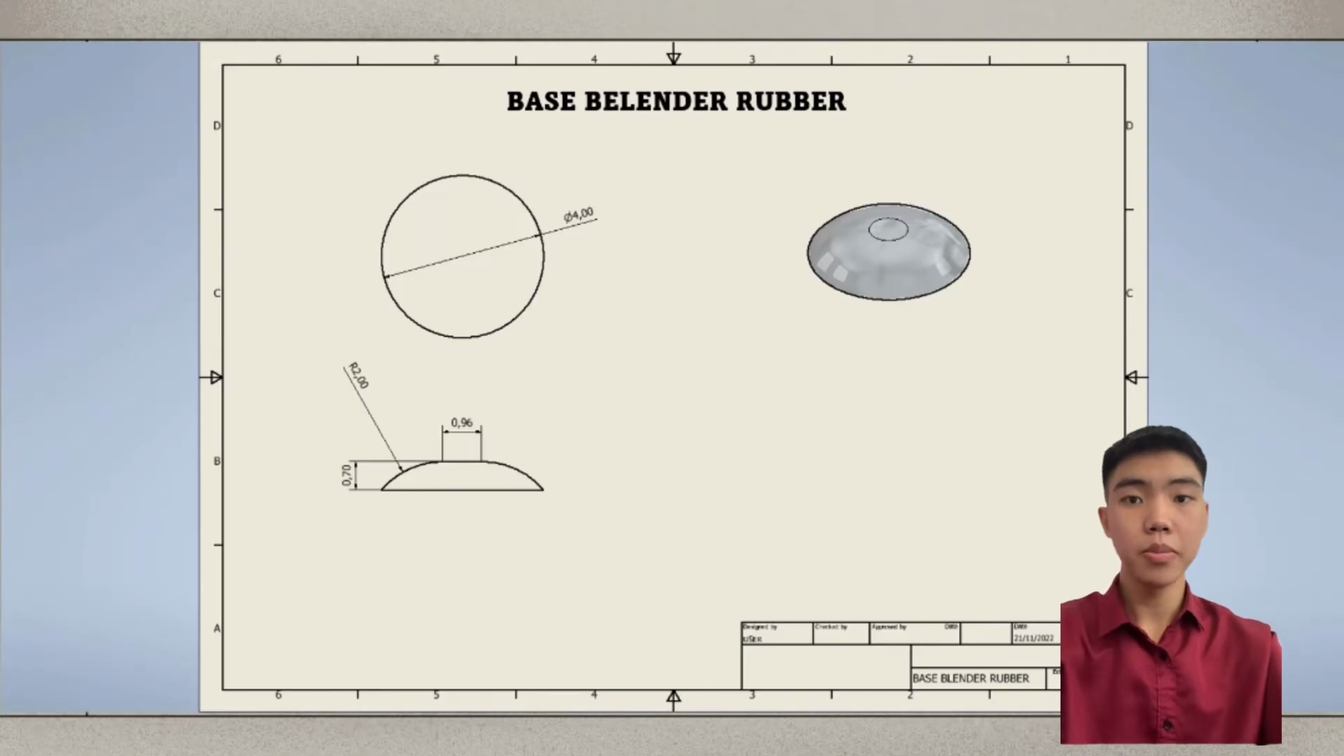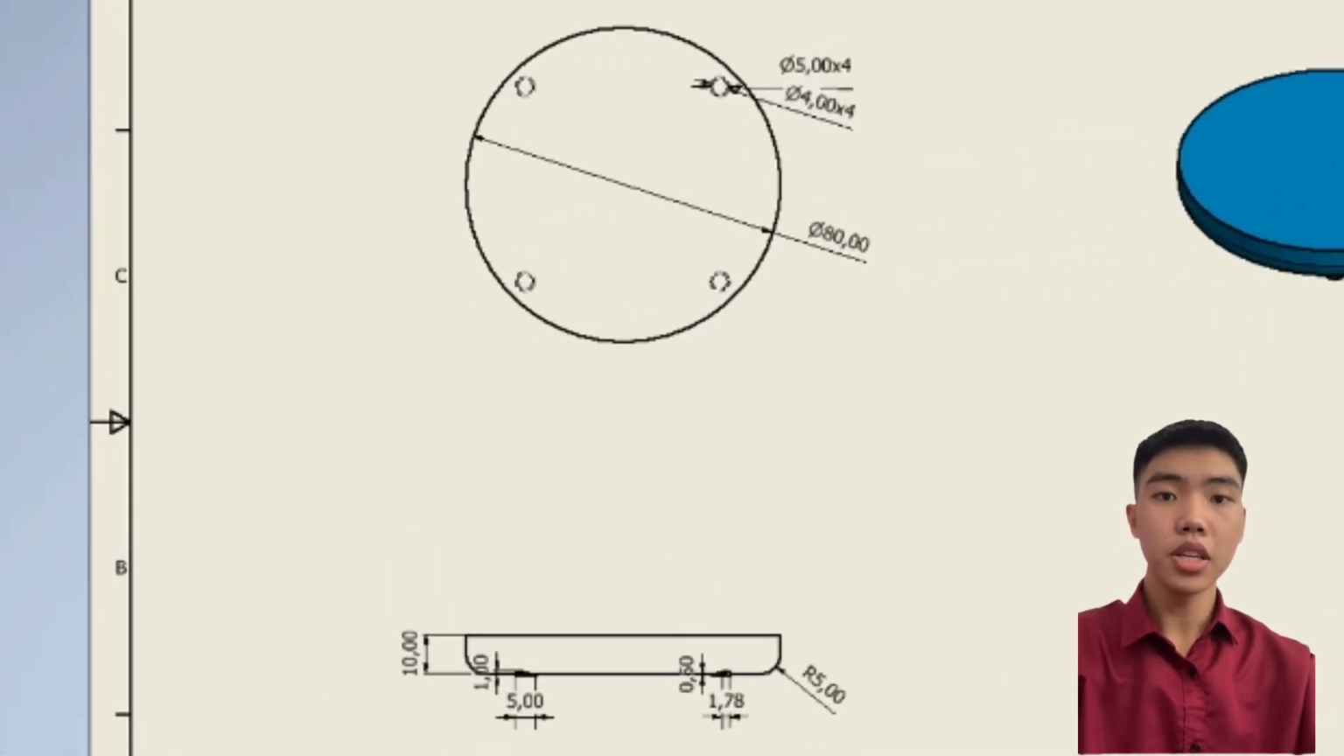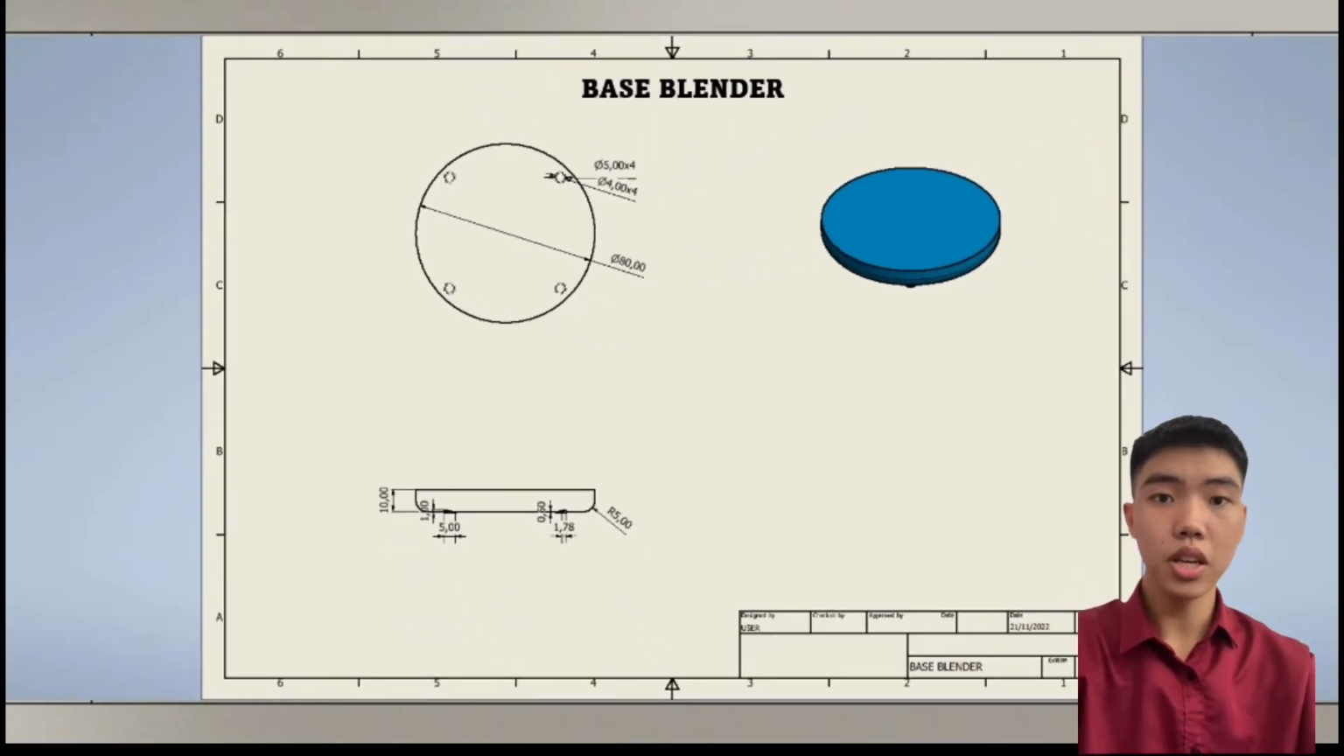The part is made of rubber. It has 4mm diameter, 0.7mm height, and 2mm for fillet. This part is to hold the blender from shaking. Second is base blender. It was made from plastic. It has 80mm diameter, 10mm height, and 5mm for fillet. The use of this part is to stand the blender.